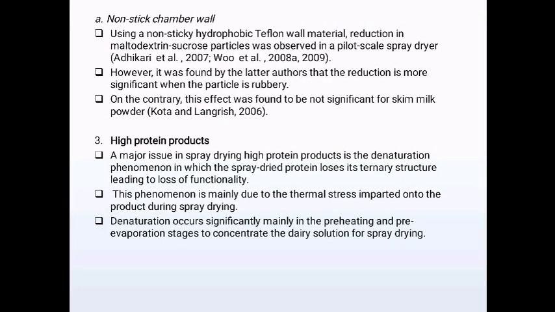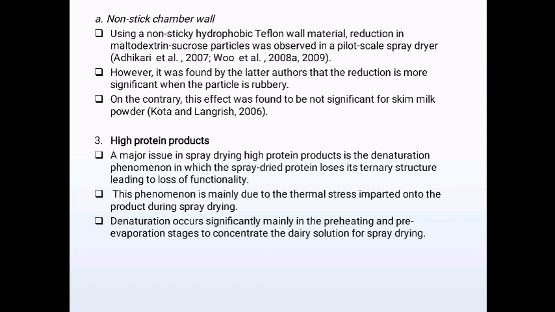Non-stick chamber wall. Using a non-sticky hydrophobic Teflon wall material, a reduction in maltodextrin sucrose particle deposition was observed in a pilot-scale spray dryer by Adhikari and his research team in 2007, and Wu and his research team in 2008-9. However, it was found by the latter authors that the reduction is more significant when the particle is rubbery. On the contrary, this effect was found to be not significant for skim milk powder by Kota and Langrish in 2006.